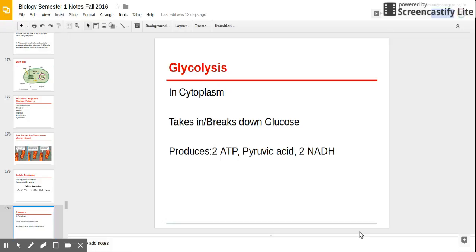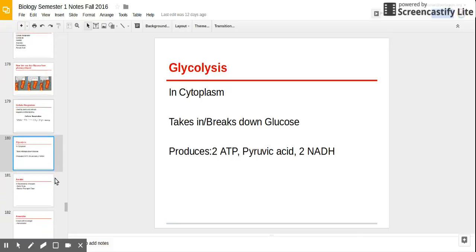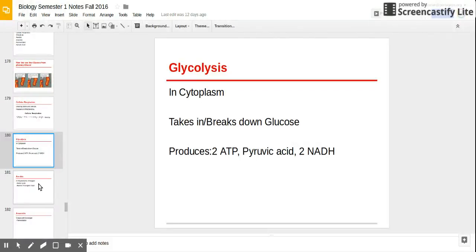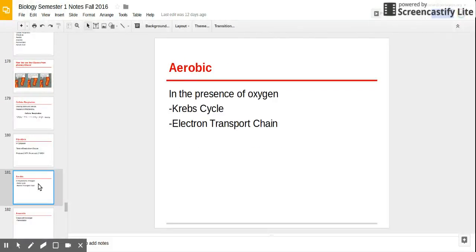Okay, so glycolysis, processing glucose. Okay. And that can happen without oxygen. Okay, so we don't really need oxygen for that part to happen.